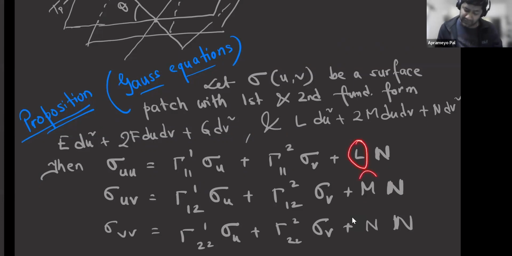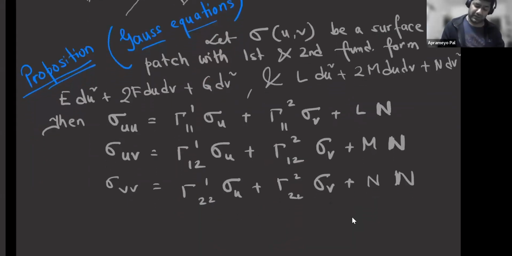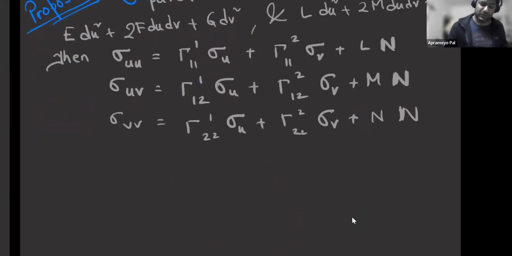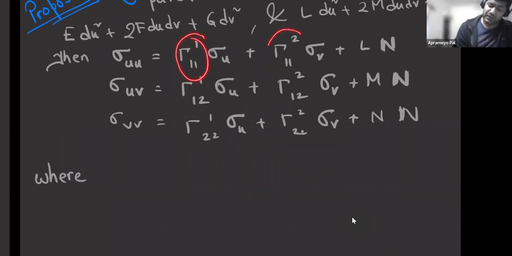So let me point this out. This L, M, and N are the coefficients in the second fundamental form. And now you should ask, what are these other coefficients, these 6 coefficients? They actually depend on E, F, and G. I will not write down all the formulas because these are just tedious formulas, so I will just write down the first 2 coefficients, the ones for sigma u and sigma uu.